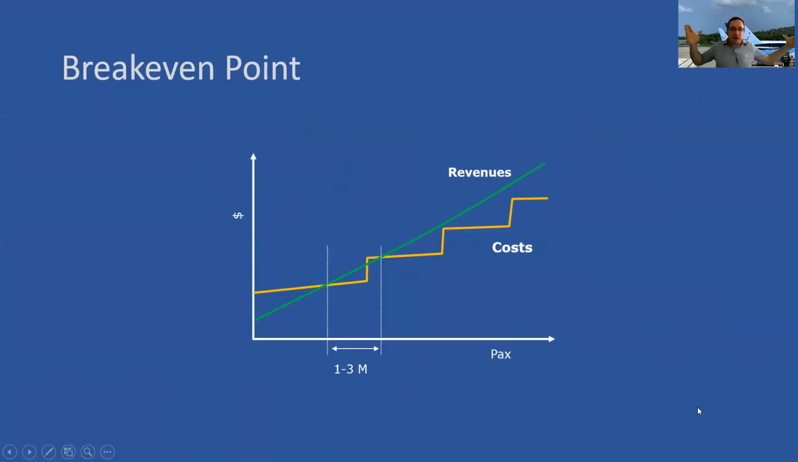So we talked about revenues, we talked about costs. So where is the break-even point? The break-even point, in other words, the point at which airports should, on average, start making money, is somewhere between 1 to 3 million passengers, depending on the characteristics of each airport. But an airport with more than 3 million passengers should be making money. Or should be. I mean, should is perhaps a bit too big of a word, but on average around the world, that tells you that an airport should be a very interesting investment.